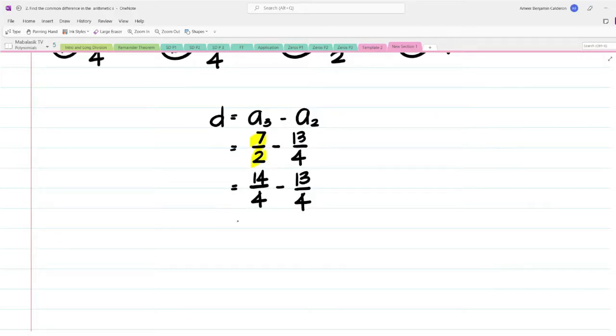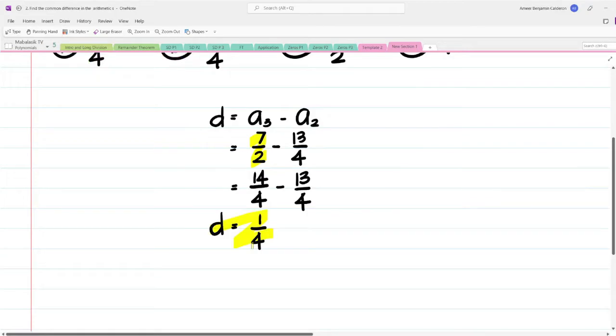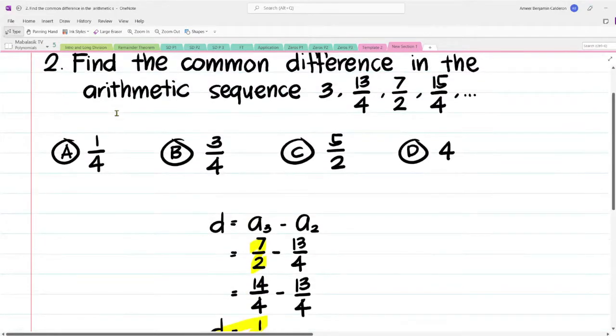Sir, parehas lang ba yung 14 over 4 tsaka 7 over 2? Yes, because if we reduce 14 over 4 to its simplest form, we get 7 over 2. Now that we have similar fractions, we can just do the operation on the numerators. 14 minus 13 is 1. And then just copy the denominator. That is our final answer. d is 1/4, which is letter A.